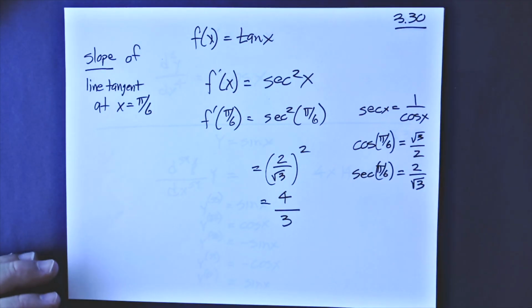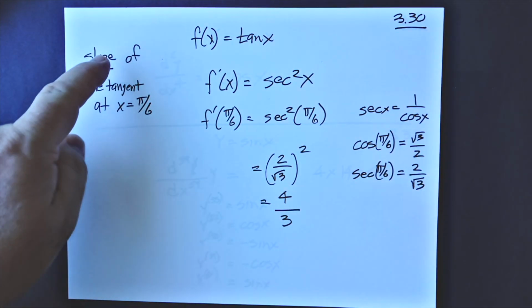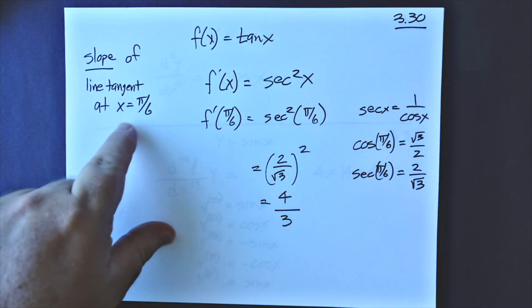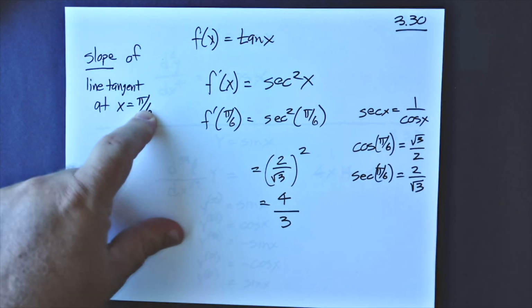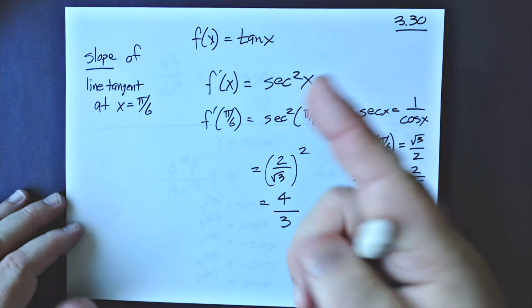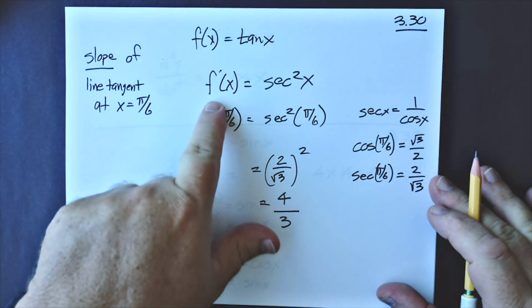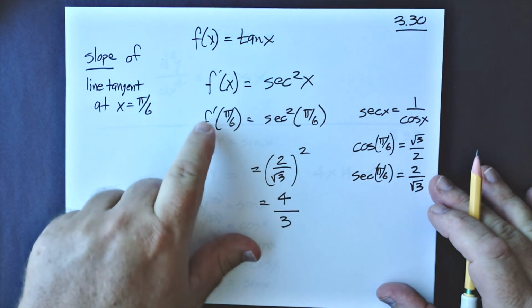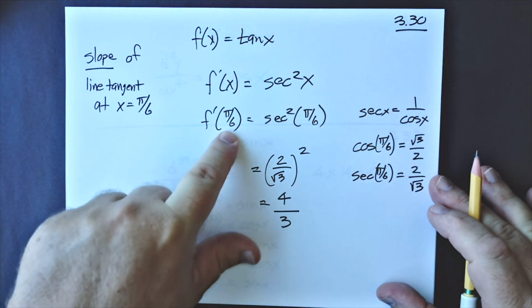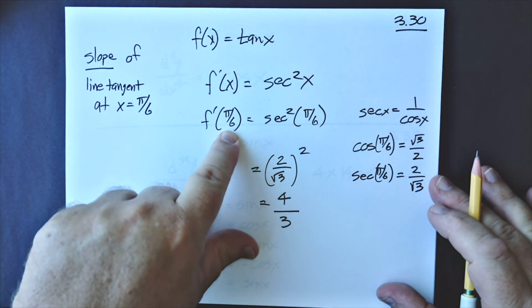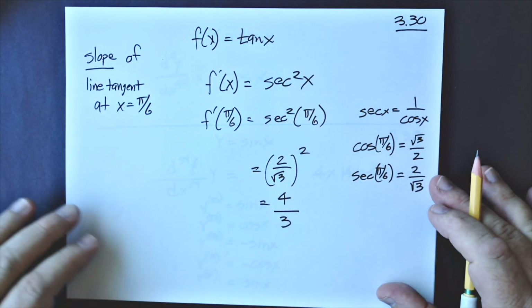3.3. So we have our function here, the tangent of x, and we want to know what is the slope of the line tangent to that curve at pi over 6. So we're going to take the derivative and then plug this x value in to find the specific slope. The derivative is, of course, the secant squared. So we're going to find what is the derivative at pi over 6. So what's the secant squared of pi over 6?